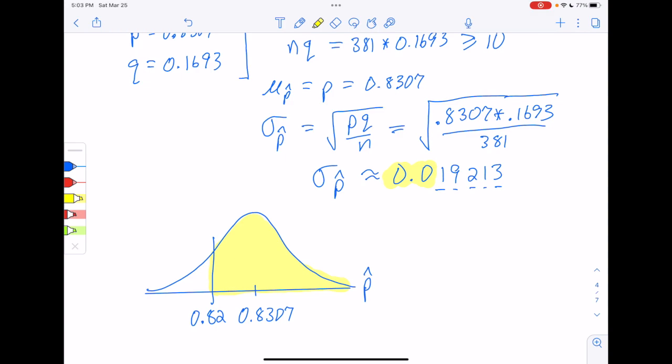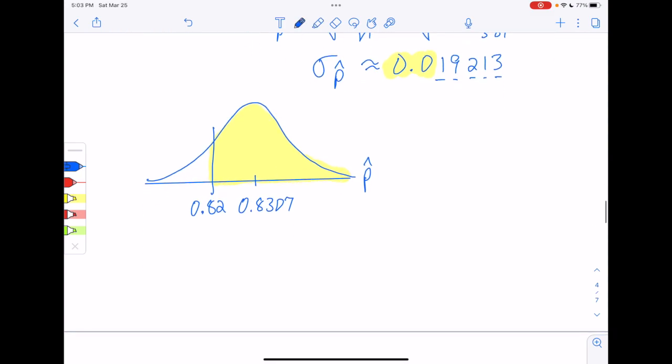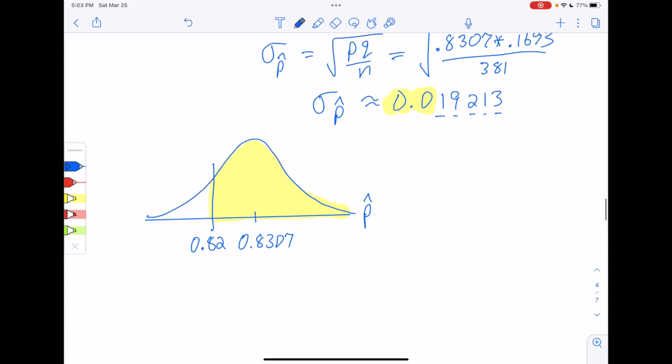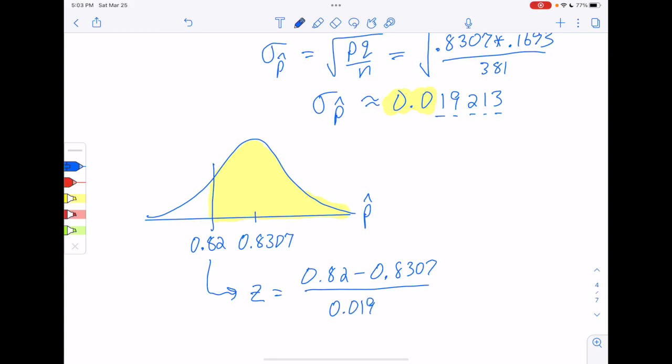So we want to find that area, but to do that, we need to convert from values of p hat to values of z. So I'm going to take this 0.82, calculate a z-score for that. So 0.82, our boundary, minus the mean, 0.8307, divided by the standard deviation for p hat, which is 0.019213.